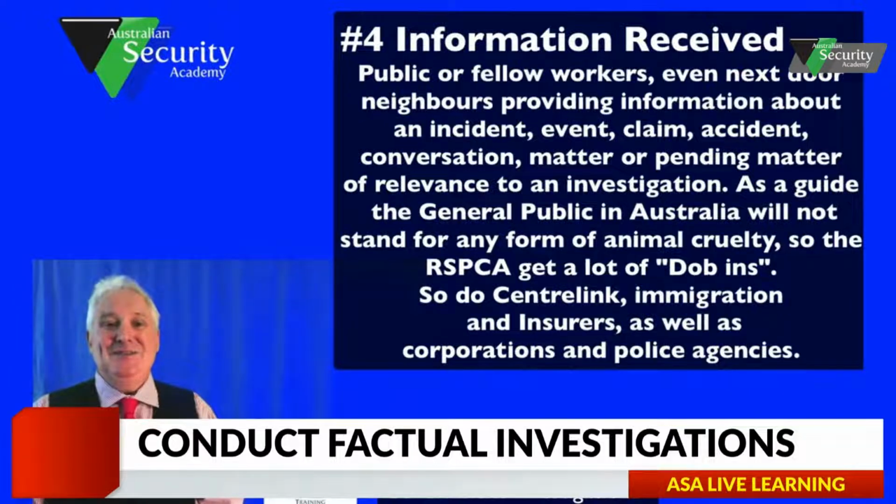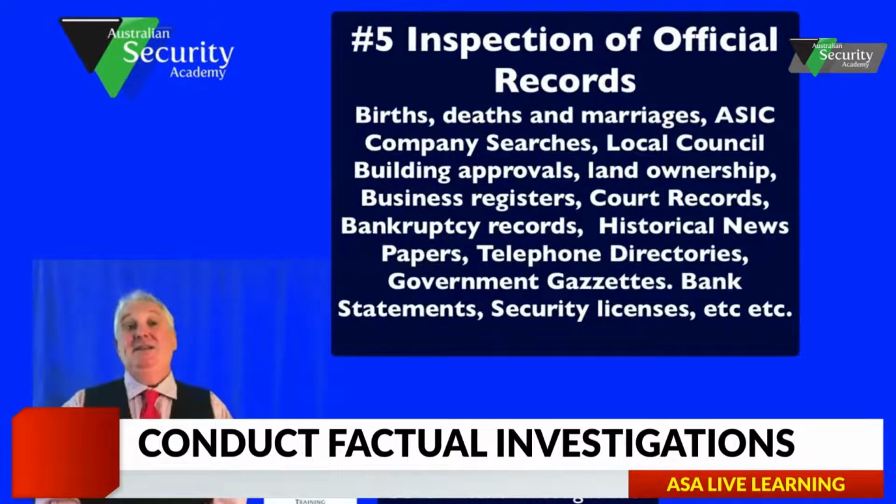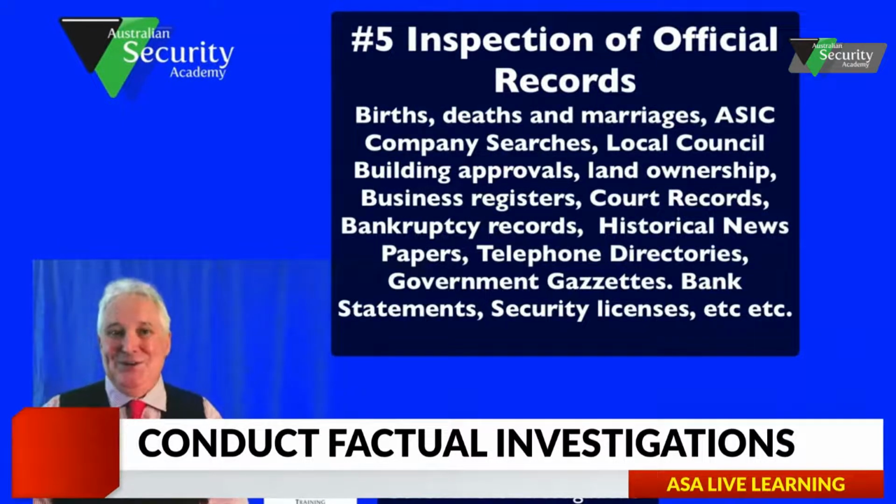So information received is something that we all use, whether we find it deliberately, it's given to us, or we find it by accident through our research or whatever. It's something that's available to us as a source of information for an investigator. The next one is inspection of official records.